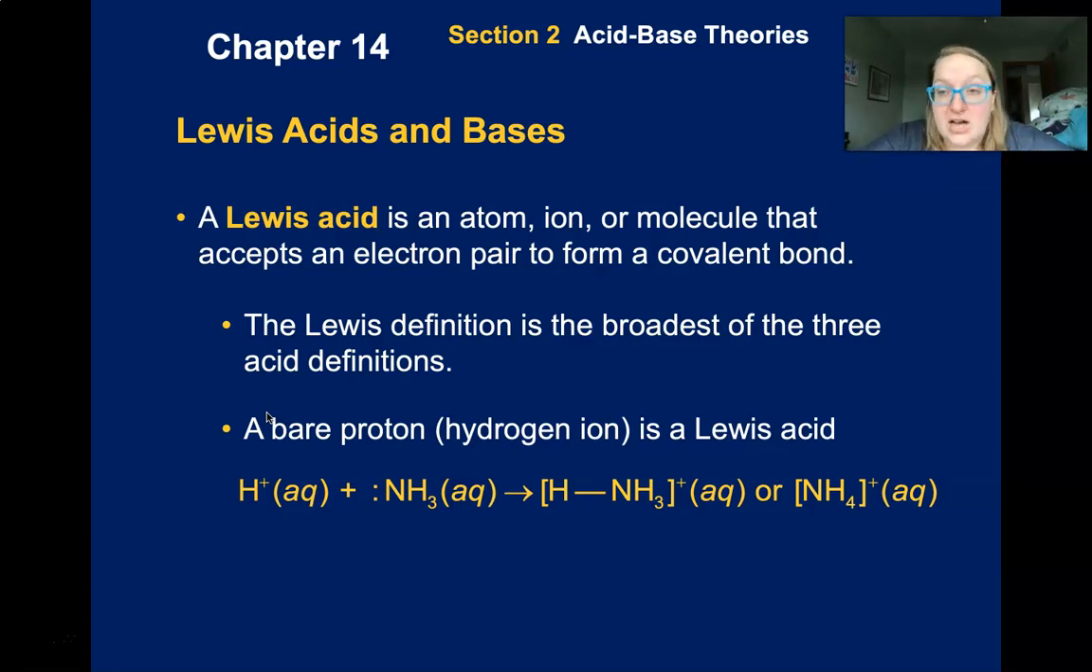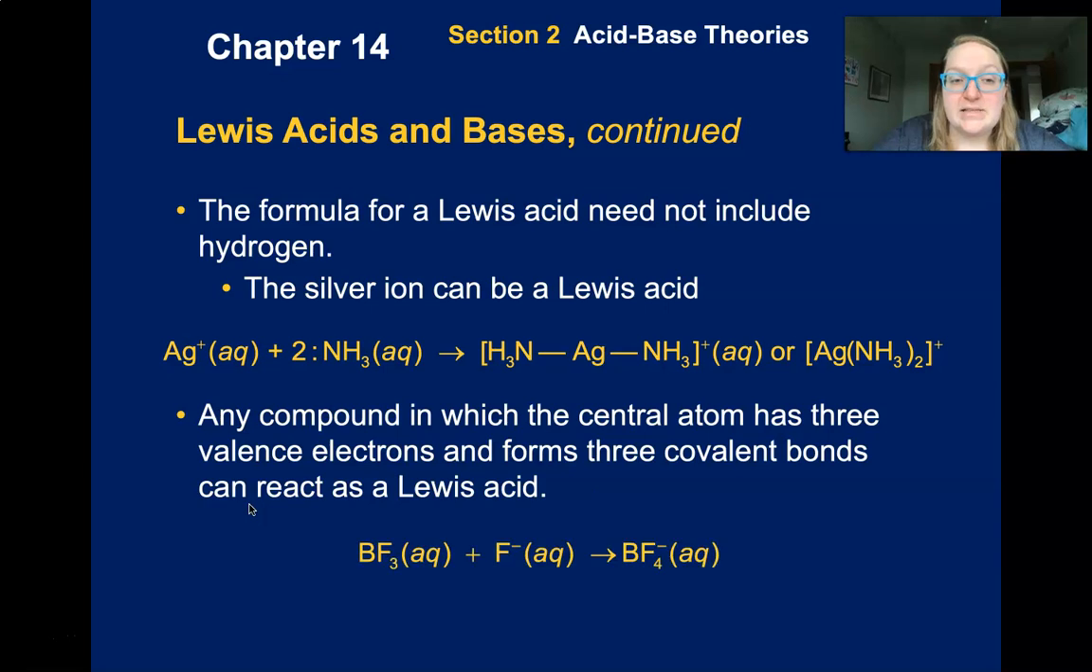A bare proton, so a proton that has nothing attached to it, is able to accept an electron pair because it's positively charged. So a dead giveaway for a Lewis acid is going to be something that's positively charged. And a dead giveaway for a base is going to be something that's negatively charged. Right? So all you have to be able to do is take on electrons. If you're positive already, you can take on electrons. In fact, you want to take on electrons.